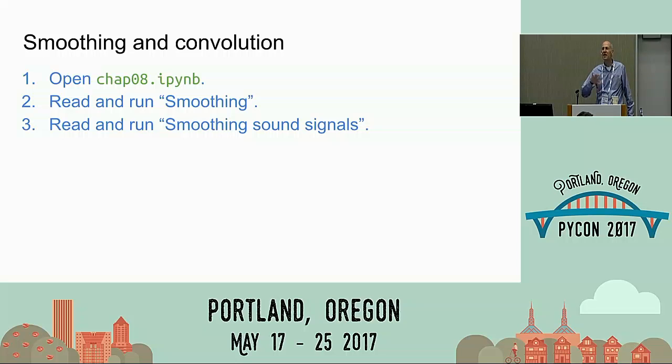Yep. All right. To see how this works, I've showed you the code, but you're going to run it in just a second. Open up chapter 8 and do the first 2 sections, which are about smoothing, and then the second one is called smoothing sound signals.